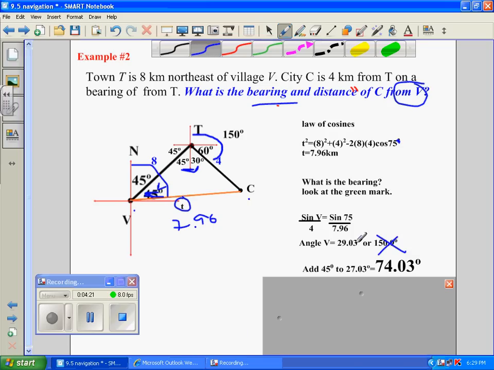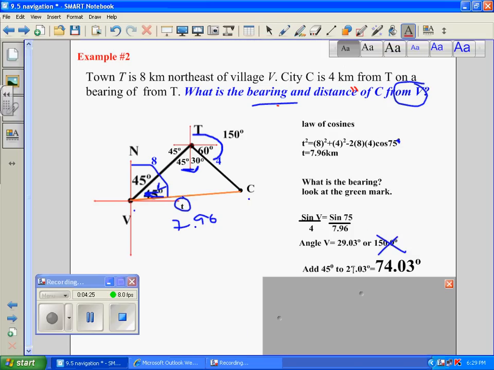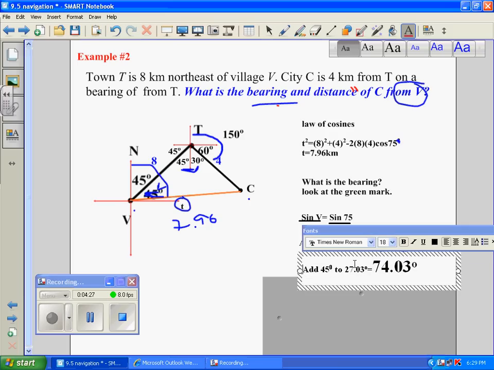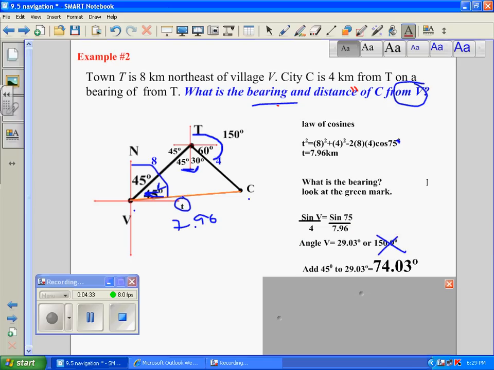I think we have a typo here. Hold on 1 second. Yep, there is a typo. Let's correct it live. We'll correct it together. This says 27.03. My data here says that is incorrect. It should be 29.03. And that adds up to 74.03. And that's your final answer. You have to add it. Whenever you do a bearing, you start at north and you go all the way to wherever you're going to, in this case, C. Hope this helps because when you're done, you can start example 3.